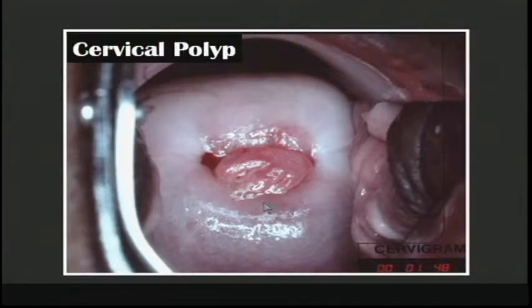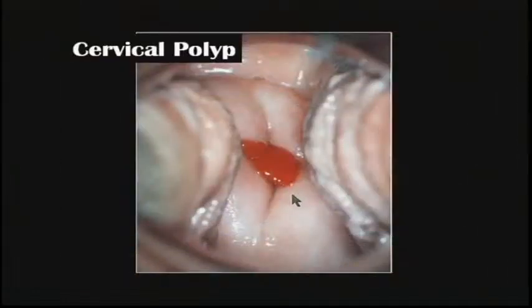This is a speculum exam showing a cervical polyp. Here's a cervical polyp. And cervical polyps are really outgrowths of redundant endocervical columnar epithelium. The blood vessels are one cell from the surface, can easily bleed, but are not going to have any significant impact on the pregnancy outcome.